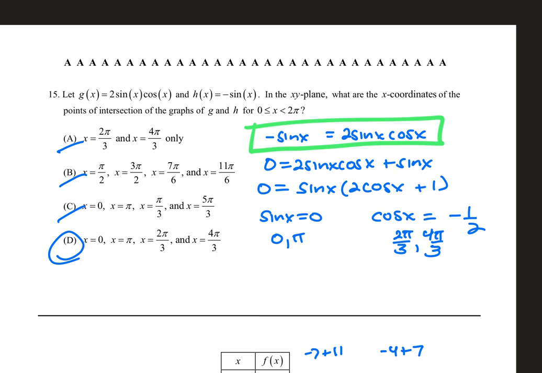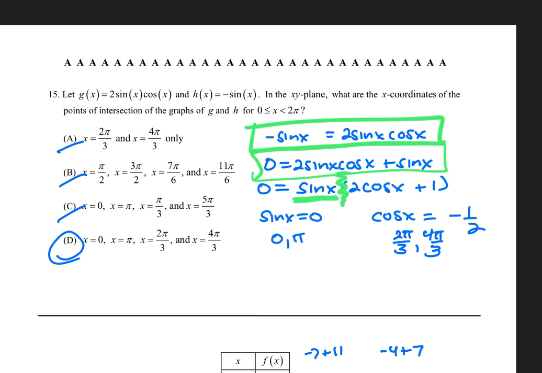As soon as you see there's a mix of trig functions, know that you're going to want to get them to one side. So I moved it over to one side. You could have also done your double angle formula here. I don't know if it would have been as easy, but I got everything to one side, so I moved the sine of x over to the right-hand side, and then both of them had a sine, so I factored out the sine, and then I split and solved.